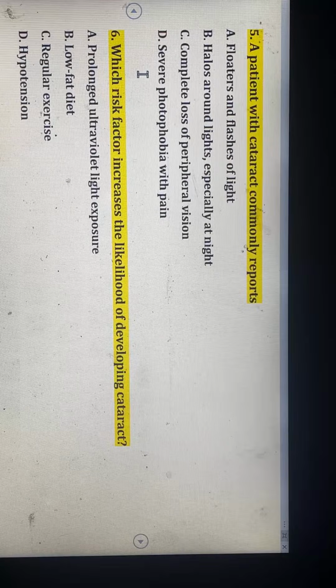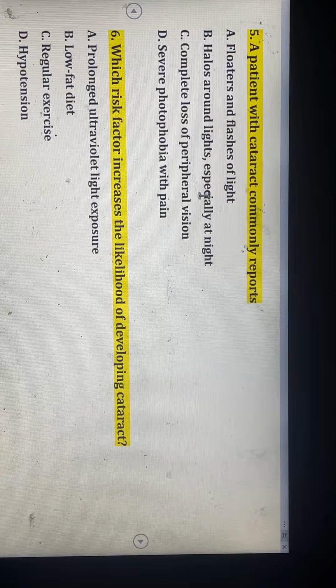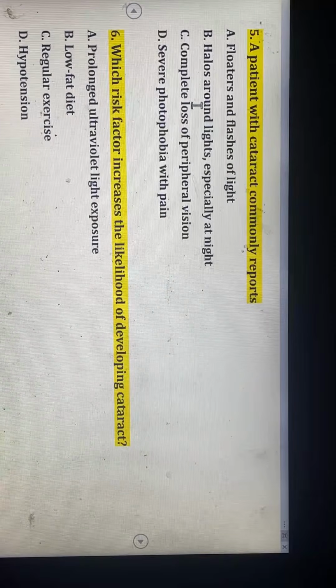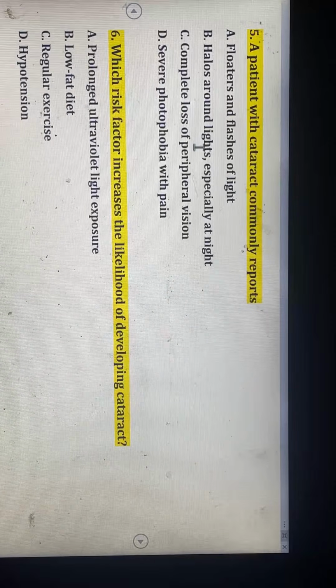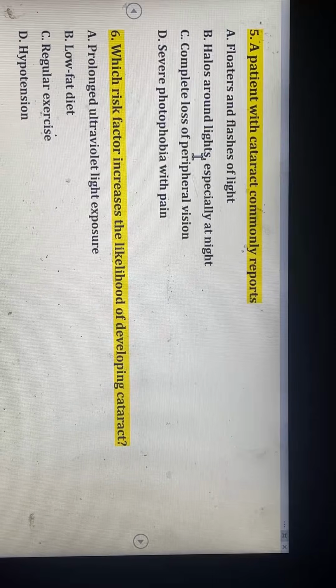Now, if you choose D, severe photophobia with pain, you are wrong. If you choose C, complete loss of peripheral vision, you are wrong. Remember, the question says commonly reports. If you choose B, halos around light, especially at night, you are correct. So the right answer is what? B. Don't forget this. So a patient with cataract commonly reports halos around light, especially at night.